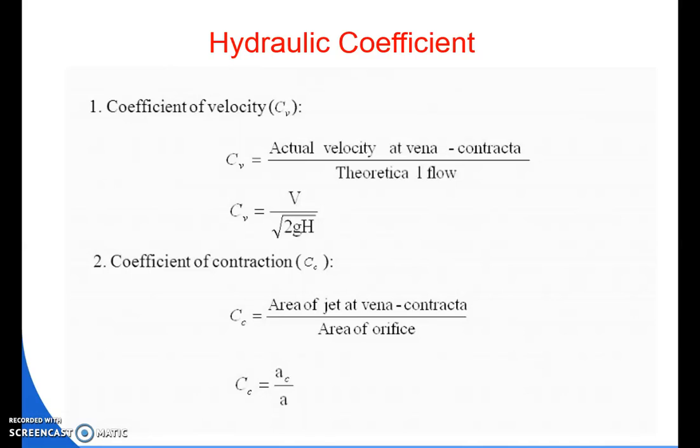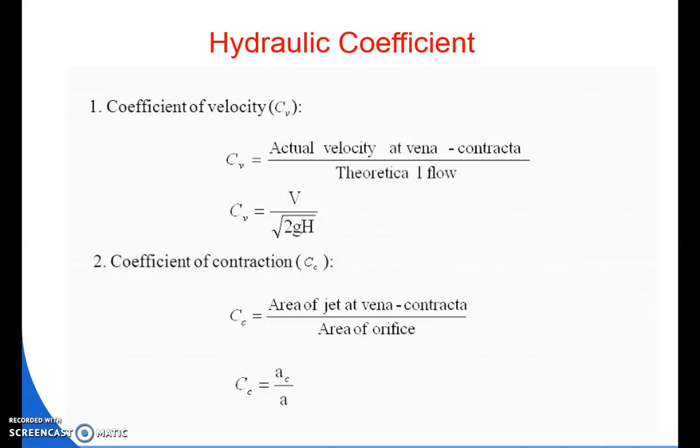Now we have to find the vena contracta point. While the liquid flows, we measure the point at which the flow lines are parallel and straight. Up to that point, that section is known as the vena contracta section.